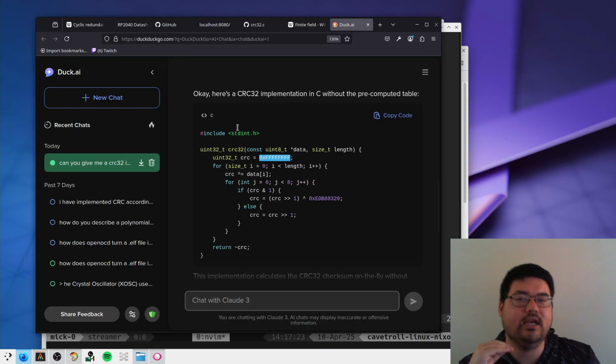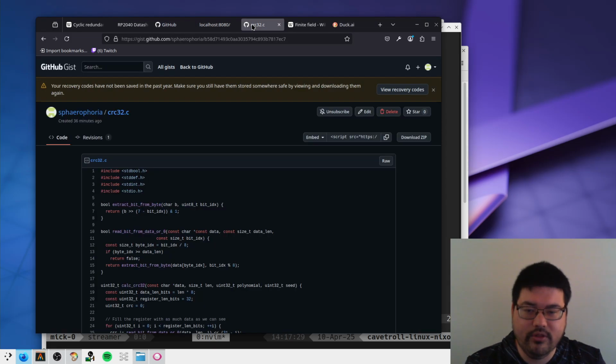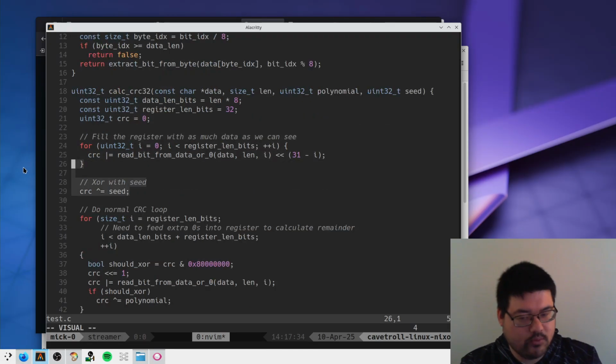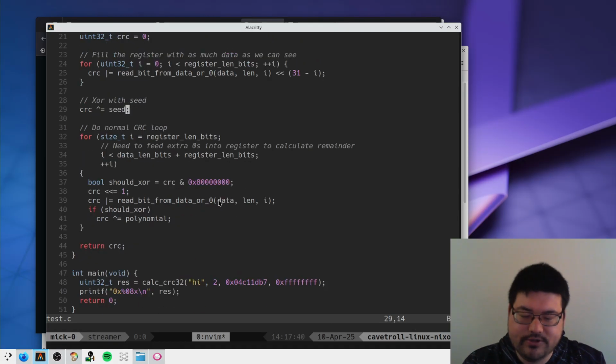But it just means that if you got to the CRC implementation from first principles, I don't think you would fill the register, then XOR it with a seed. That just feels weird, but it is what it is. Anyways, I just thought that was a fun exercise. I was interested in it.